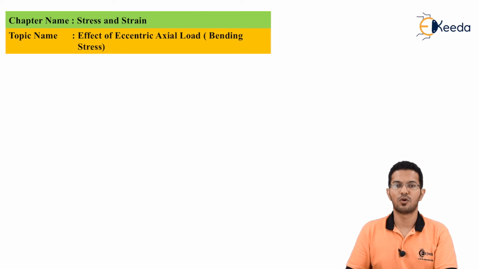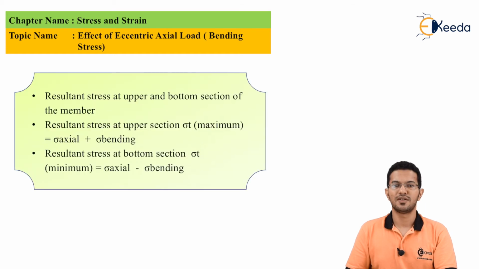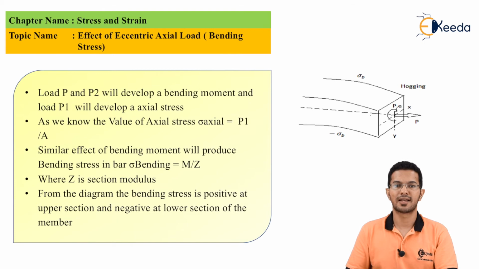As we know, the value of axial stress, sigma axial, is equal to P1 upon A. Similarly, the bending moment will produce bending stresses in the bar, where sigma bending is equal to M upon Z, where Z is the section modulus.